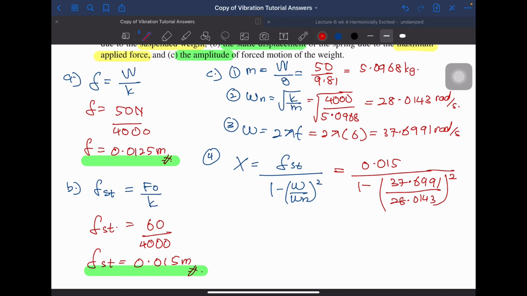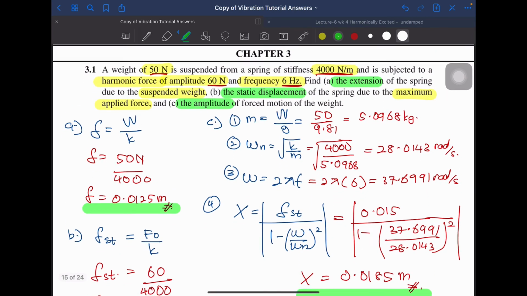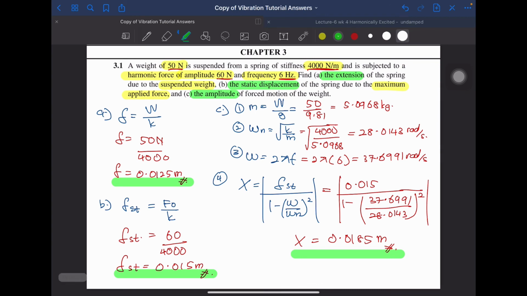Then calculate this, and in the end you'll get a negative value. But remember, amplitude is never negative, so we can put the modulus sign over here to show the amplitude will never be negative. If you get your answer to be negative straight away, make it positive. So in the end, you'll get your x to be 0.0185 meter. That is how you solve problem 3.1. That is all.